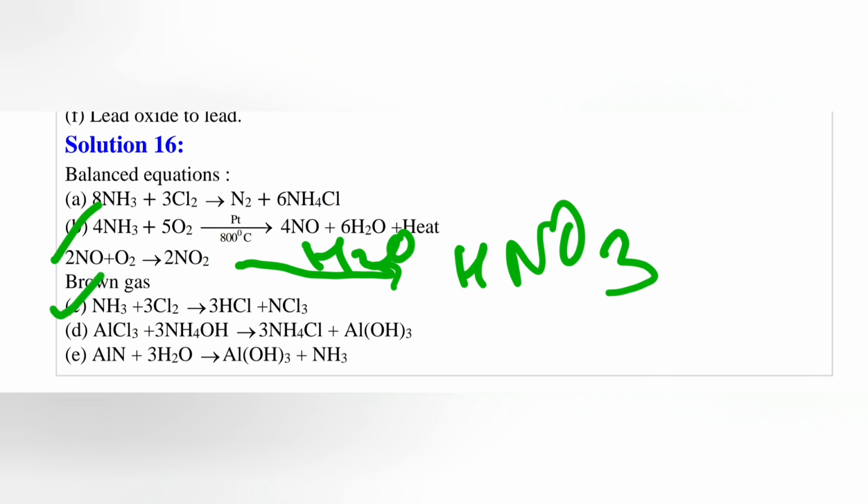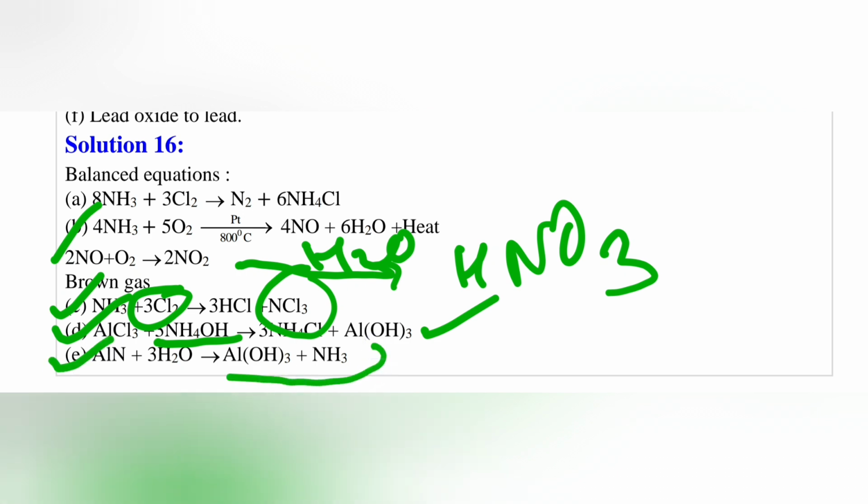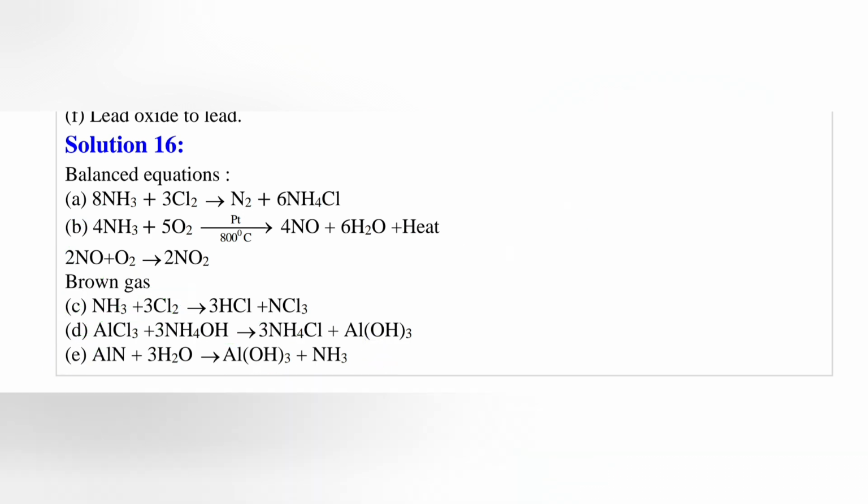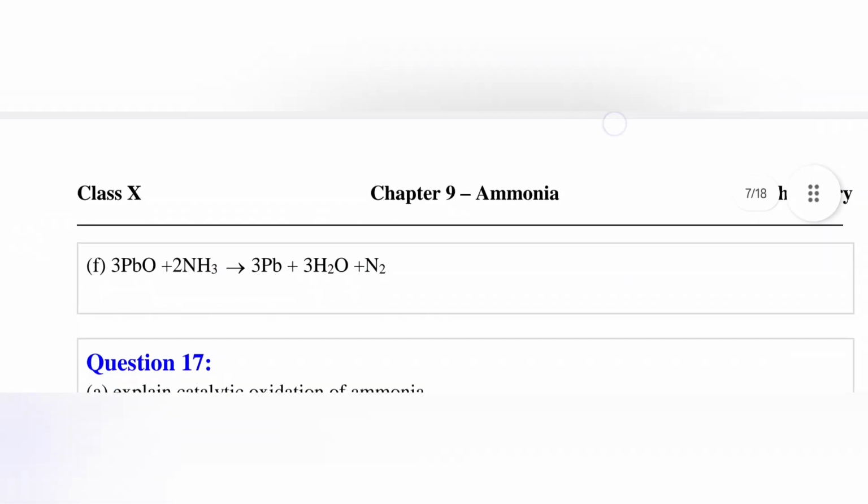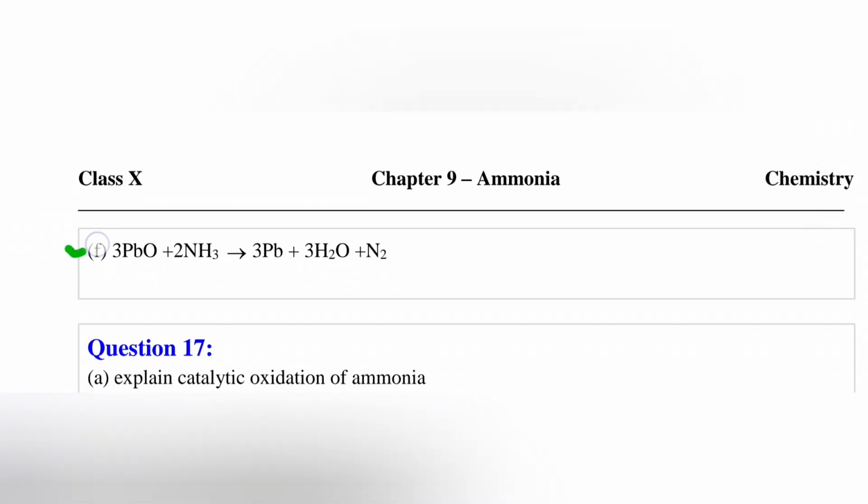When ammonia reacts with excess chlorine, it gives nitrogen trichloride and HCl gas. When aluminum chloride reacts with ammonium hydroxide, it gives a white precipitate of aluminum hydroxide. When aluminum nitride hydrolyzes, it gives ammonia plus aluminum hydroxide. When lead oxide reacts with ammonia, it gives lead, nitrogen gas and water.